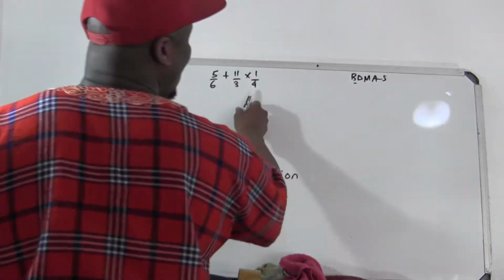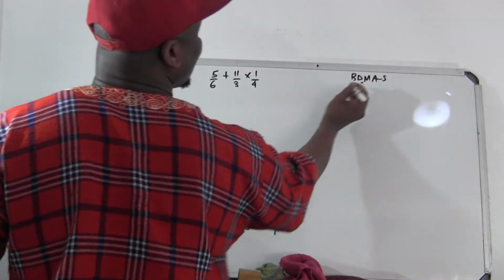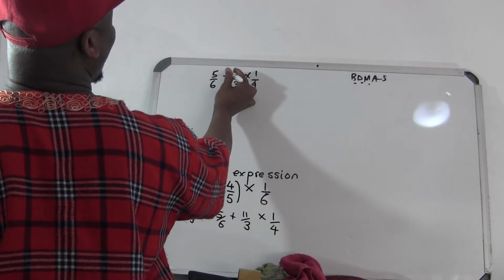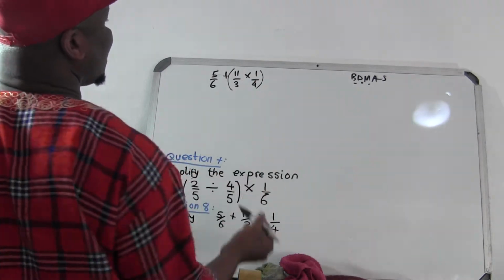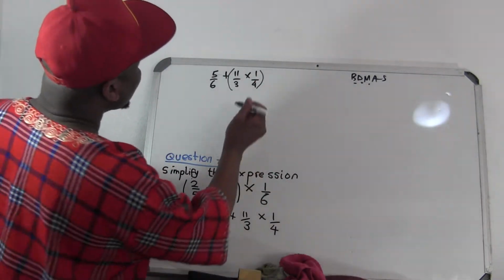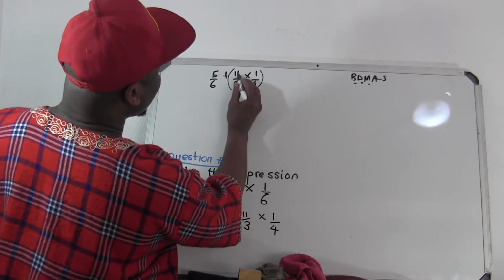Do you have a bracket? No. Do you have a division? No division. Do you have a multiplication? Oh yes. So I'd rather deal with this one first, multiplication. So now I have this. Now look up and down.